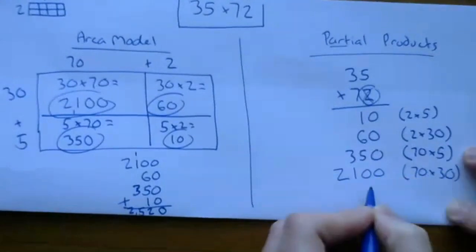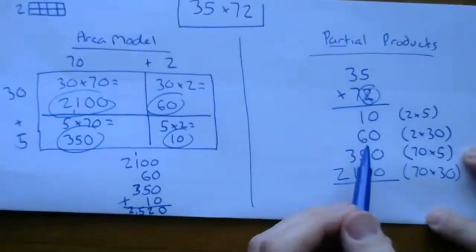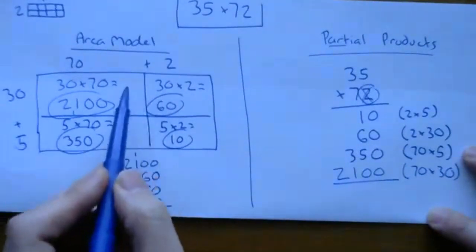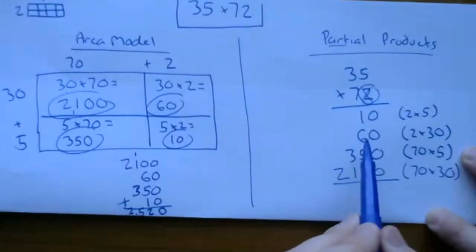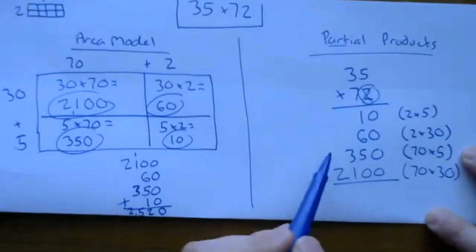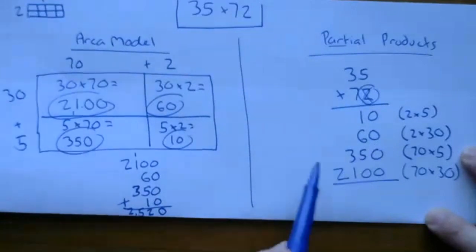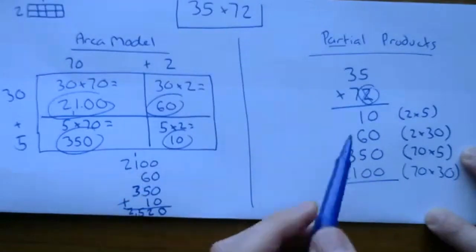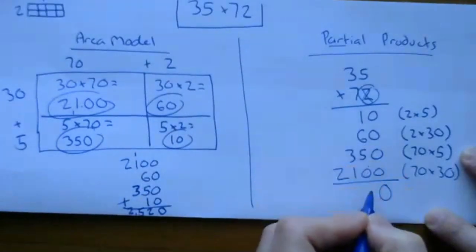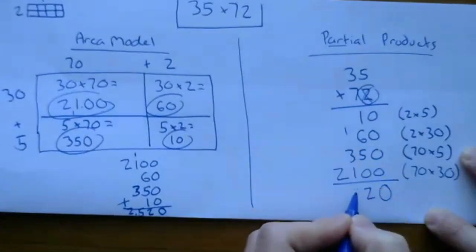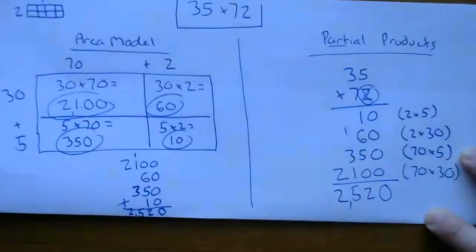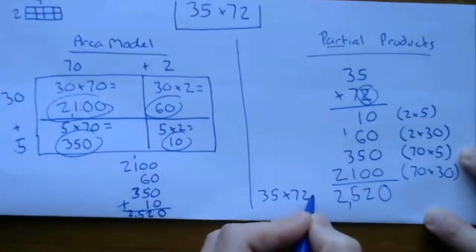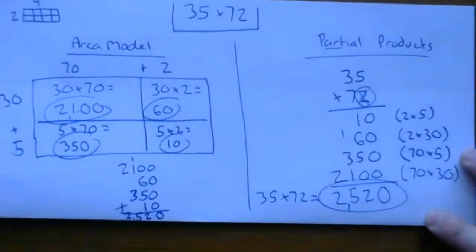Now, if you're comparing the partial products I got on this method with the area model, you can see that they match perfectly. This is just a more visual way to show what you're doing over here. We have the same partial products here, 2,100, 350, 60, and 10. If I add these up to get my total product, they should match, and indeed they do. 35 times 72 is 2,520.